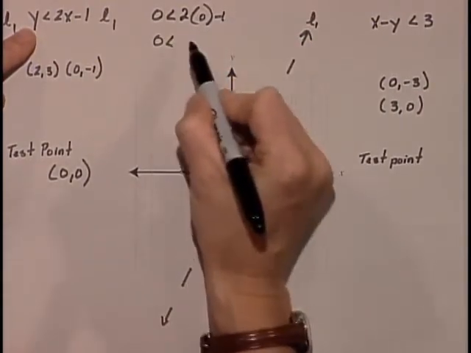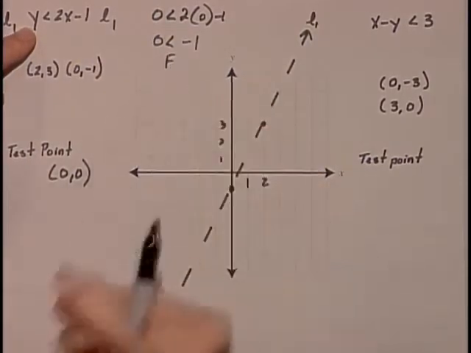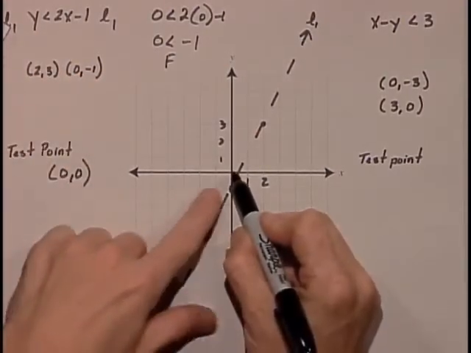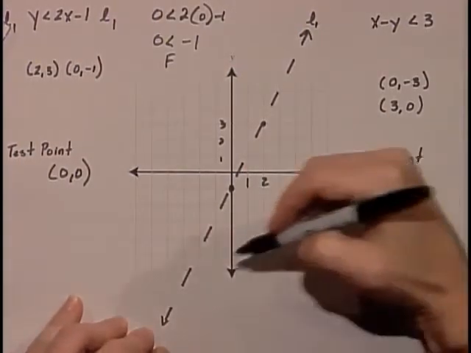Is 0 less than negative 1? And that's false. 0 is not less than negative 1. So (0, 0) did not check as a test point for this line number 1, so we are going to shade the opposite side.